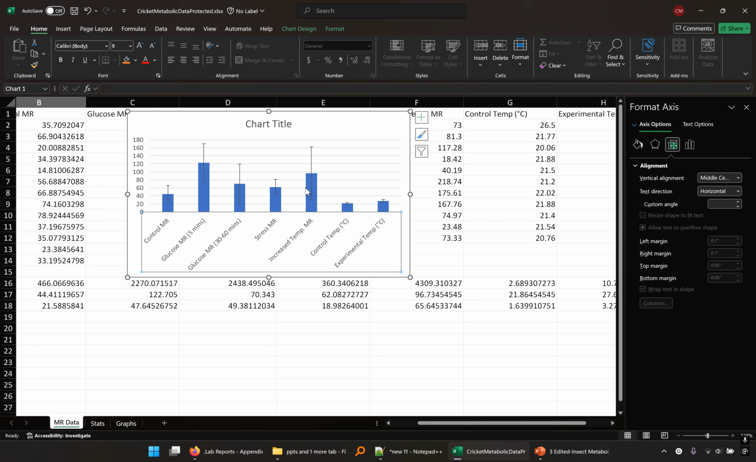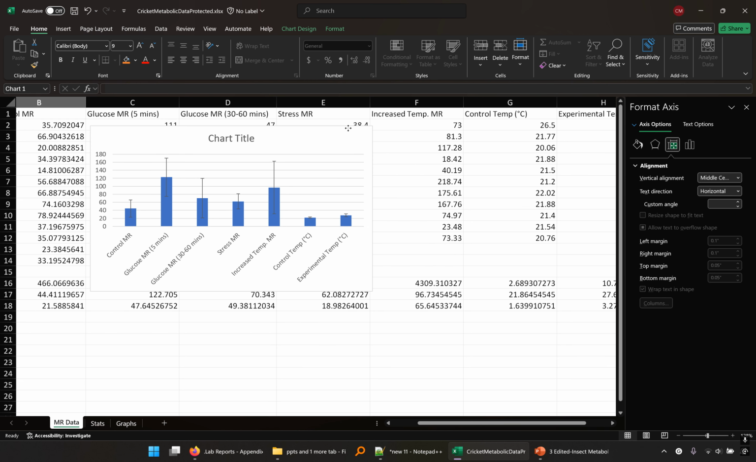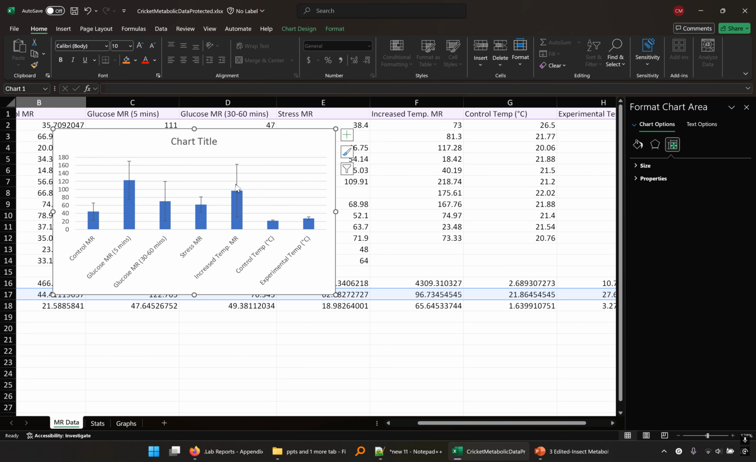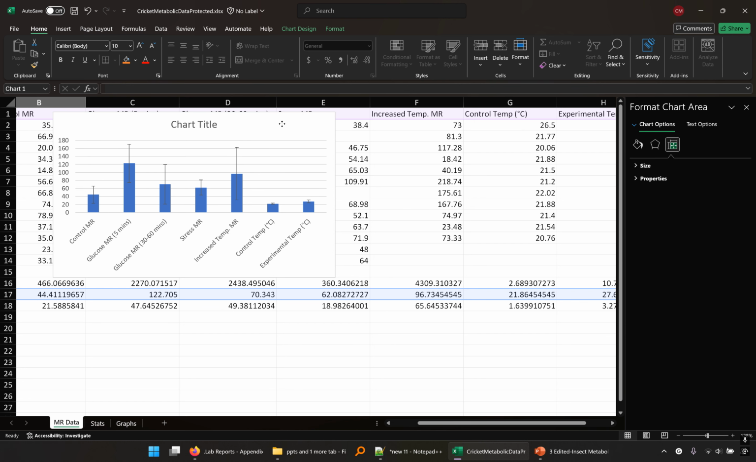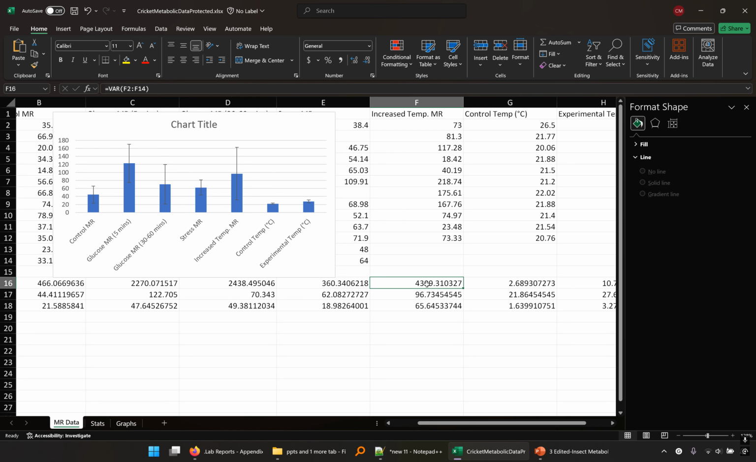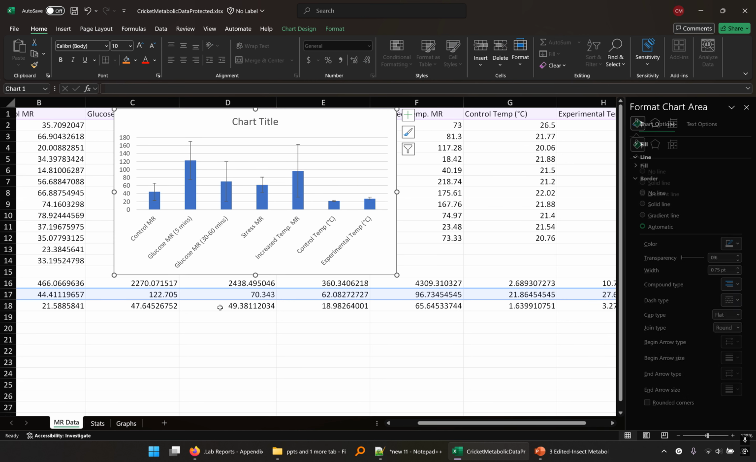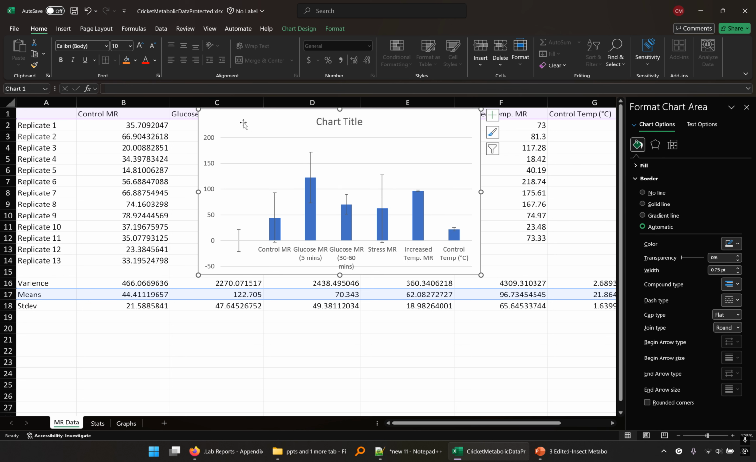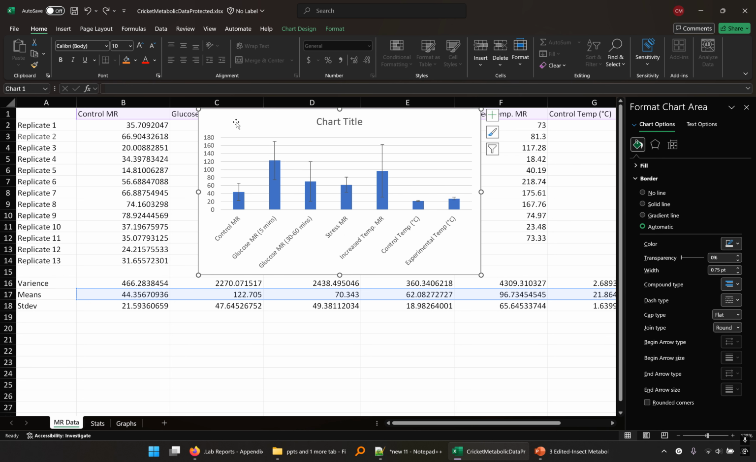So you can see that for this increased temperature metabolic rate, this increased temperature metabolic rate has a very wide error bar on here, and that's because you can see the standard deviation is very high, and the variance is very wide, and so that's a good representation of these error values as you're going through. Now you can see that these say control temperature and these say increased temperature metabolic rate.